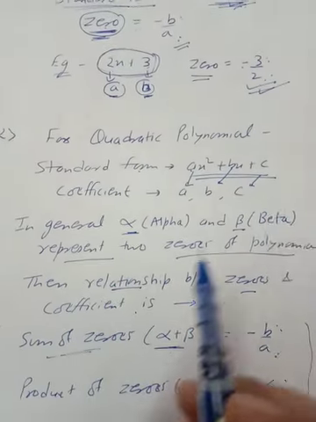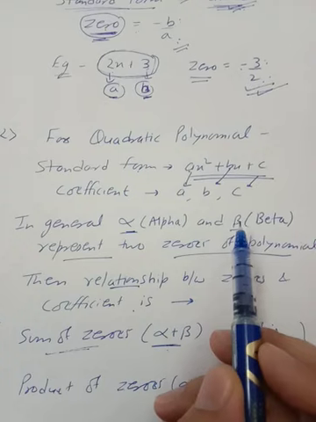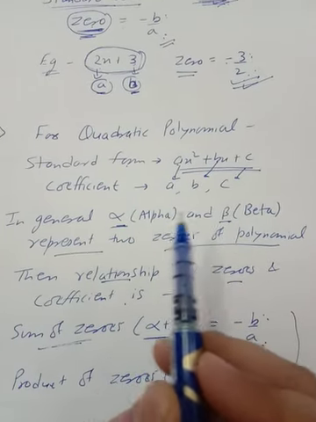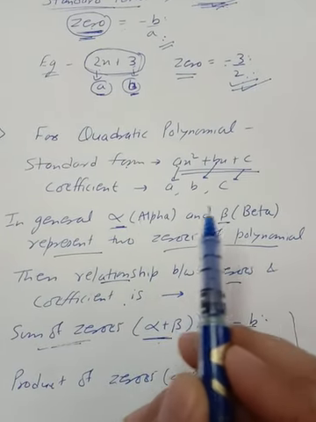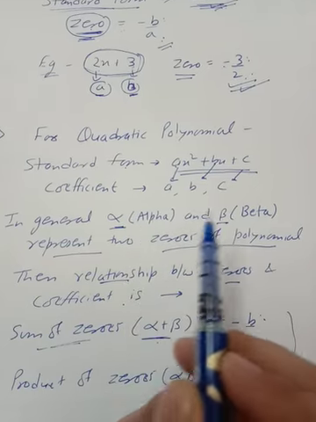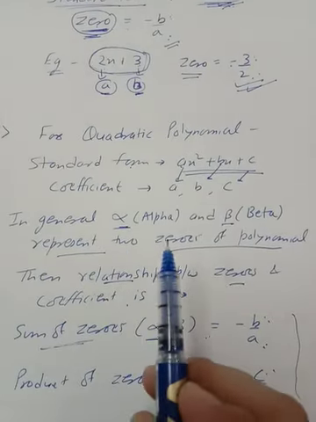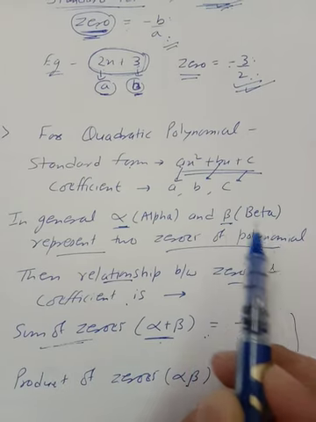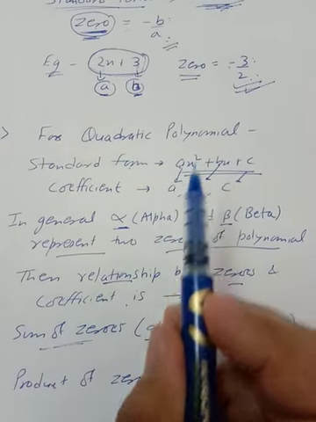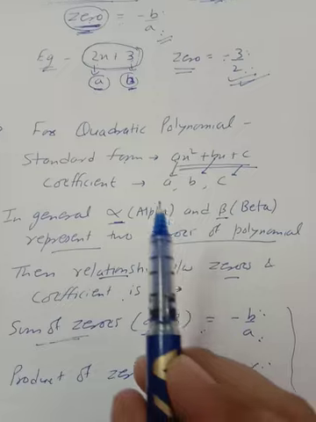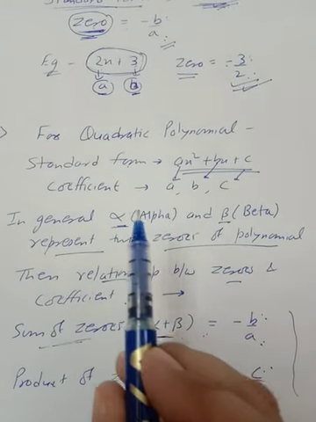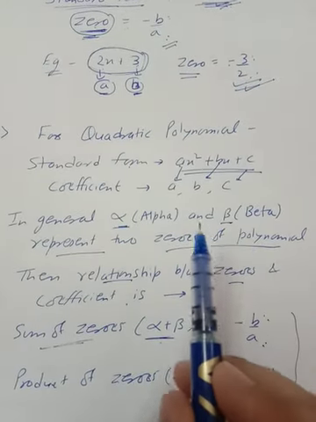So in general, alpha and beta, you are familiar with these two representations, alpha and beta. These are the Greek symbols. So we use alpha and beta to represent the two zeros of the polynomial, because for a quadratic polynomial we can have maximum 2 zeros. So one zero we take as alpha and other zero we take as beta.